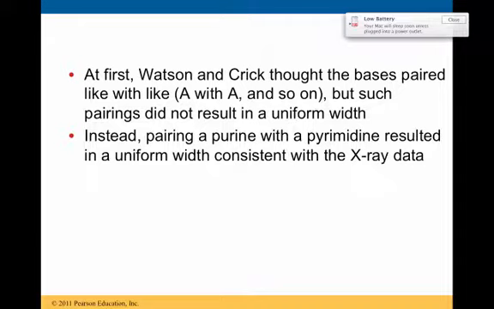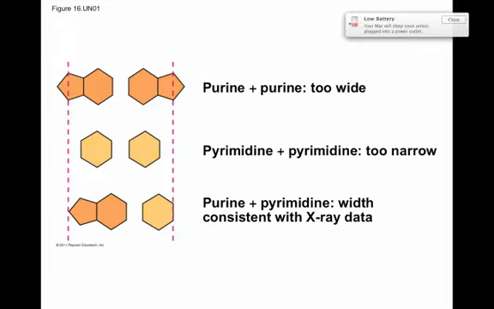But like I said, the pairings didn't produce this uniform width in the helix. And so what they figured out was that if you put a purine, which is one type of base, and a pyrimidine, which is another type of base, and you bond those together, you always get this uniform width, which is what Franklin saw in her X-ray data. Okay, so if we bonded a purine with a purine, we got this helix that was too wide. A pyrimidine and pyrimidine, it was too skinny. But if we had a purine with a pyrimidine, it matched perfectly what we saw in the X-ray data.